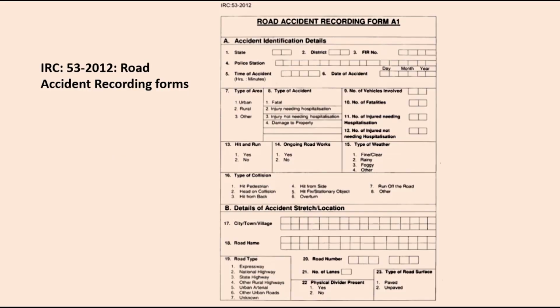Then IRC came up in 2012 with a certain format, saying that accidents should be reported in this format. Here you can see the police station and those details, then fatality details, then what kind of accident it is, whether it was a construction site or not, type of weather, type of collision, at least slightly better detail.